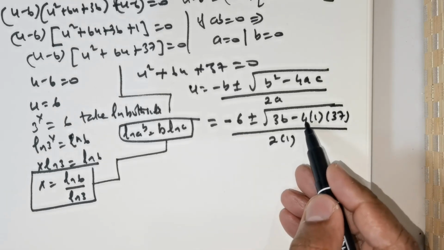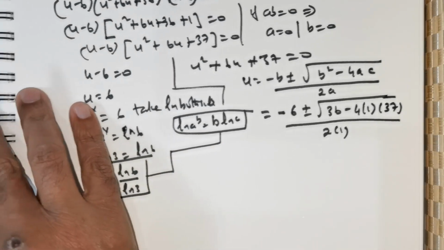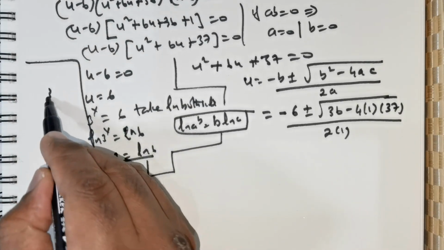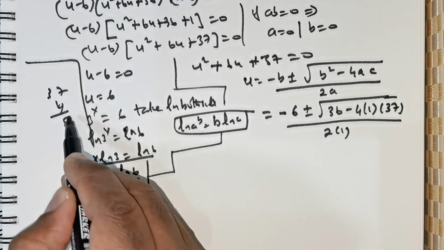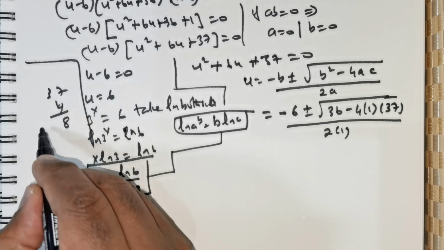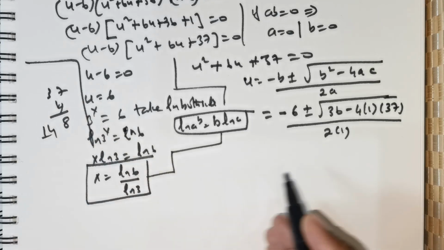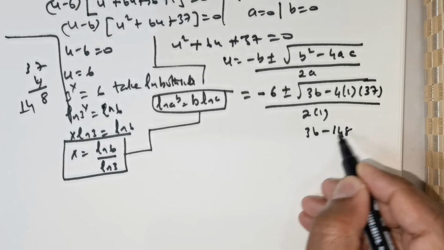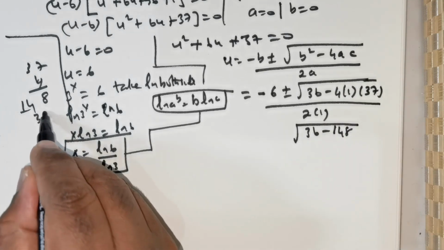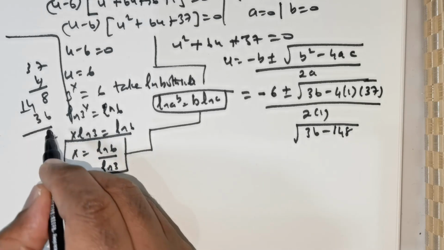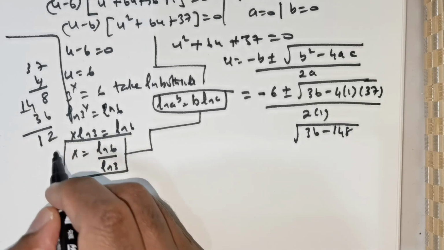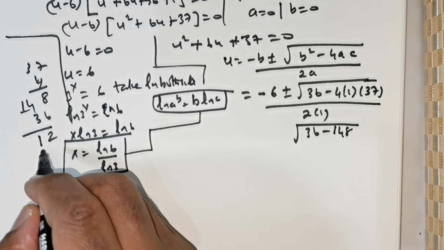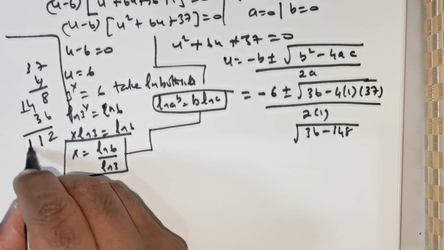Now I need to multiply 4 with 37. Let me use the space here. I get 37 and 4. 7 4s are 28, 3 4s are 12, 13, 14, 148. So you got 36 minus 148 with a root there. So let me subtract 36. This is going to be a 2, this is going to be a 1, and I got a 1 here.